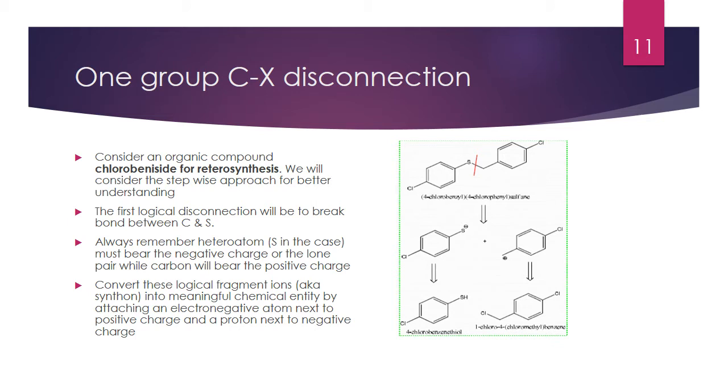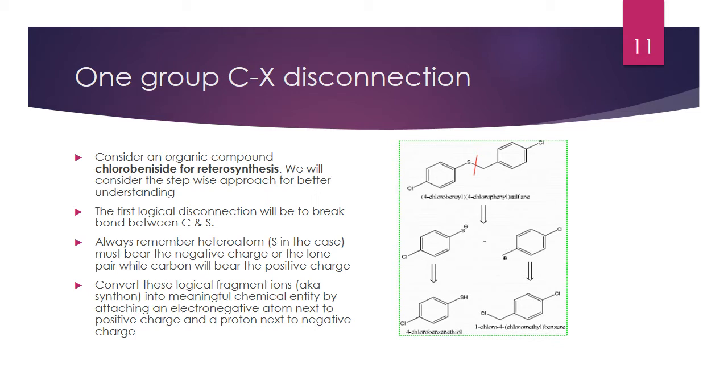Okay, so we have some practical examples. So go for it. For example, we have this compound. The commercial name for this compound is chlorobenzyl. Okay, so firstly we have to disconnect the bond between carbon and sulfur. So here the disconnection will be this one.